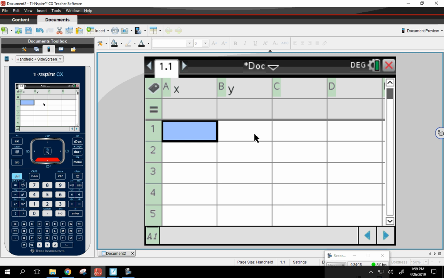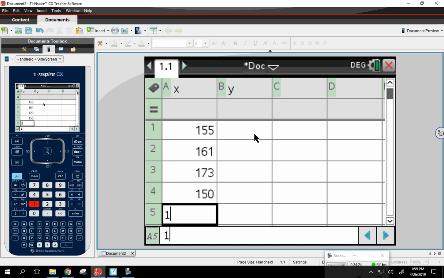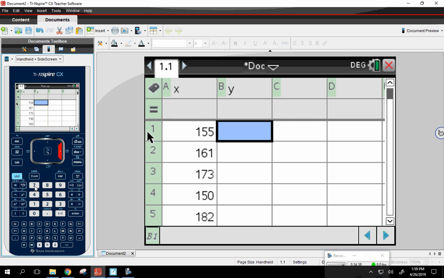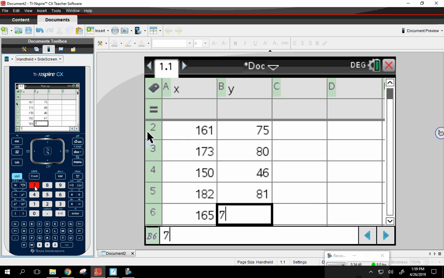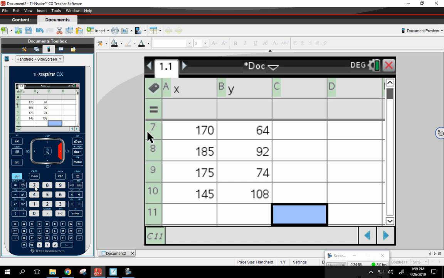And then let's see here. What do we got? 155, 161, 173, 150, 182, 165, 170, 185, 175, 145. And then you remember the little trick to go right back to the top of the screen? Control 7. And then what corresponds to that? We got 50, 75, 80, 46, 81, 79, 64, 92, 74, and 108. All right, so I've got my data in. Median.